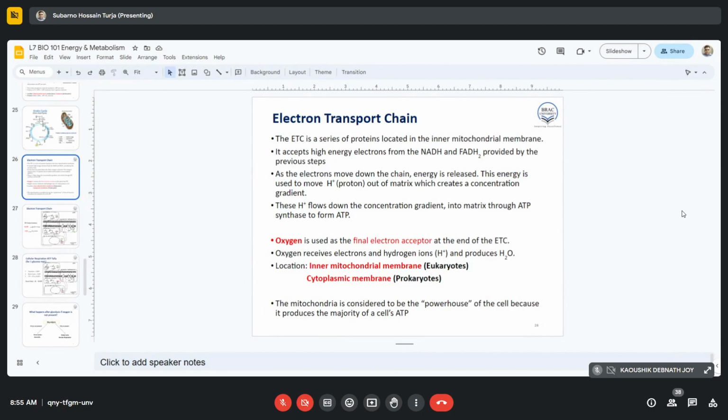So that hydrogen ion reacts with all the electrons that are carried forward from the previous steps, all the NADH and FADH2. All of that reacts with these hydrogen ions to produce energy, and oxygen works as the final electron acceptor at the end of the electron transport chain.